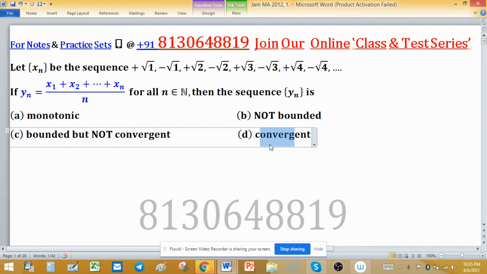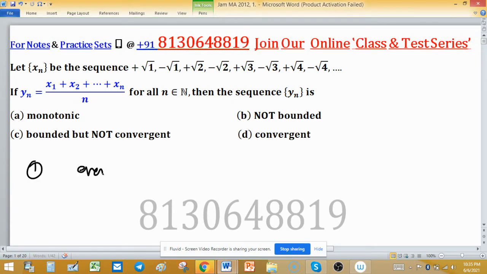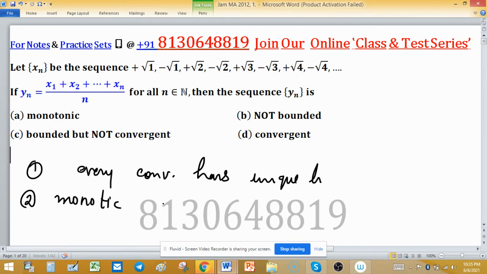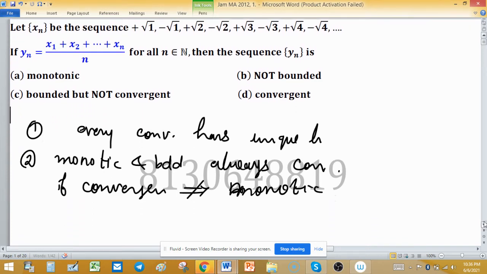There are a few points we have to recall while solving these types of problems. First point: every convergent sequence has a unique limit. Second point: monotonic means always in the same direction. A monotonic and bounded sequence is always convergent, but the converse is not true. If a sequence is convergent, it need not imply the sequence is monotonic. But a monotonic and bounded sequence is always convergent.